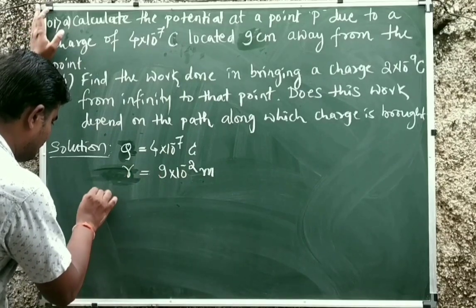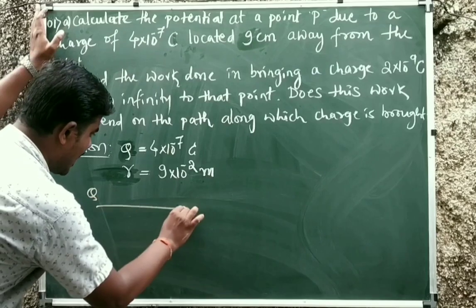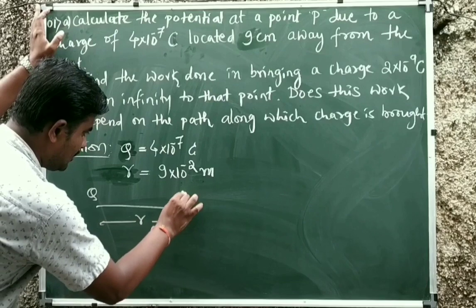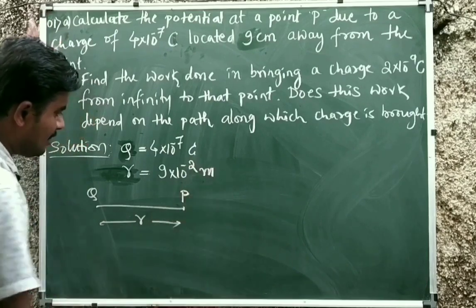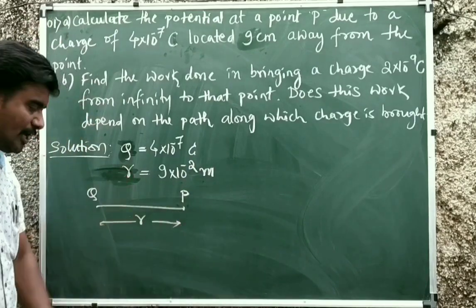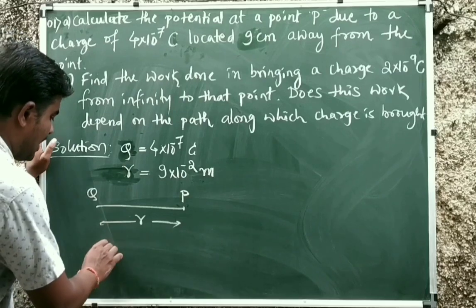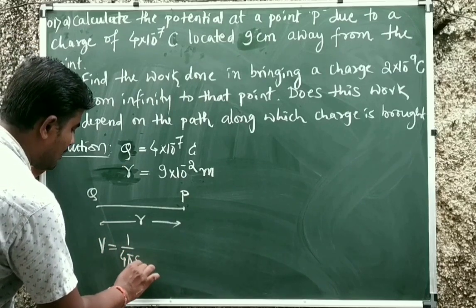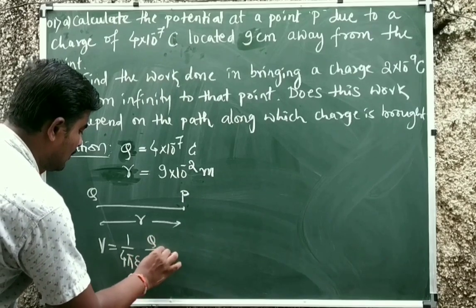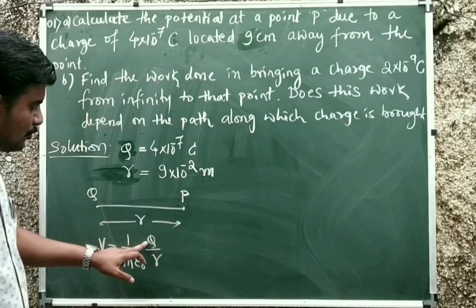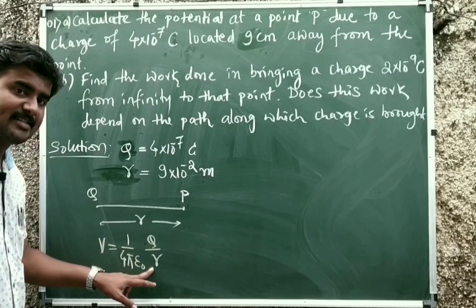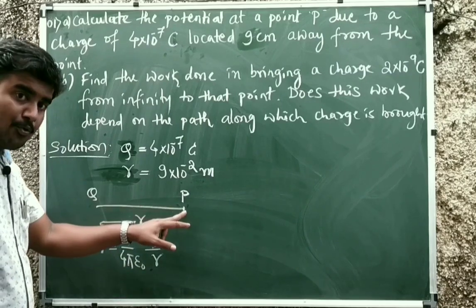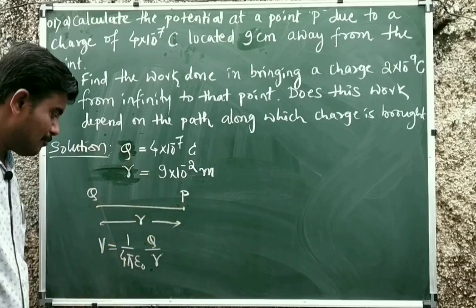The problem looks like this: this is the source charge and this is the distance R. At this point, let us call it point P, we are supposed to calculate electric potential, and as we know the formula, V is equal to 1 divided by 4 pi epsilon naught Q divided by R, where Q is the source charge and R is the distance from the source charge at which we are interested to calculate electric potential.